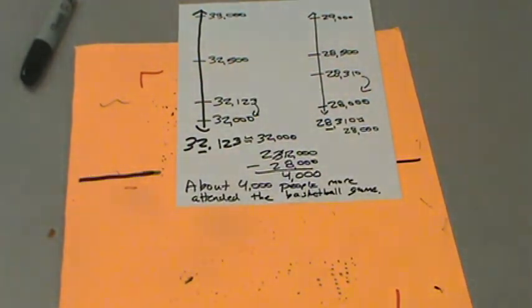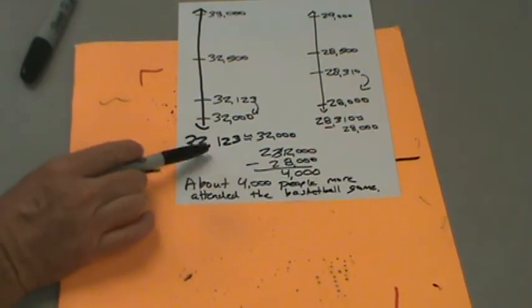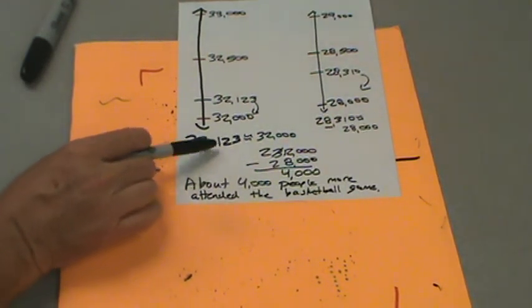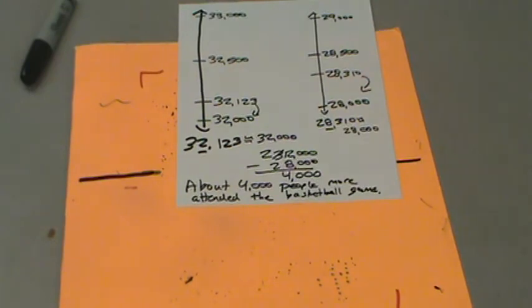All right, so about 4,000 people more attended the basketball game. A lot better. You get a more accurate rounding when you go through the place values, okay? But that's a good round. We can say about 4,000 people more were at the basketball game.